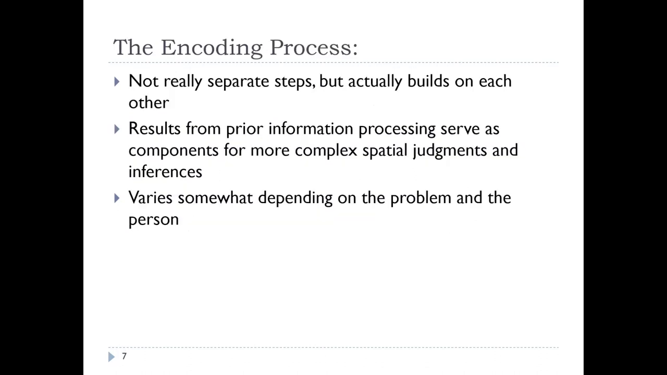Okay. And again, as I just said, those steps aren't really separate. Your brain is well trained at doing this, and it kind of puts it all together, boom, boom, boom, boom, boom, and you're there. Okay. And so results from prior information processing serve as components for more complex spatial judgments and inferences. What does that sentence mean? It means the more you practice this, the more experience that you have, the better you'll get at it, because you will go through those simple steps very quickly and get to that last step where you look at additional attributes.